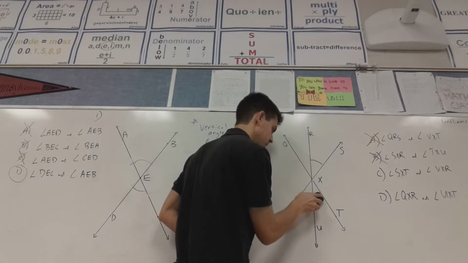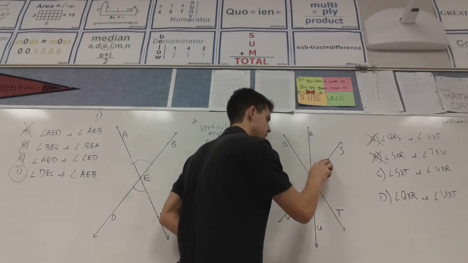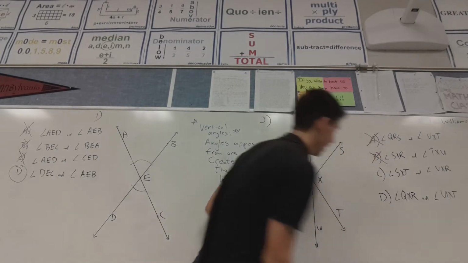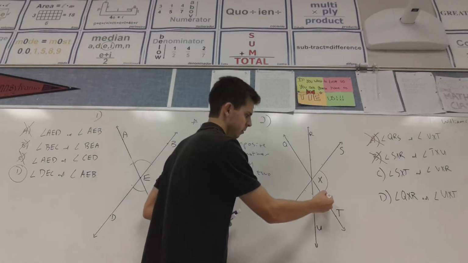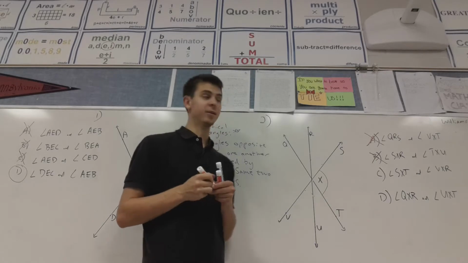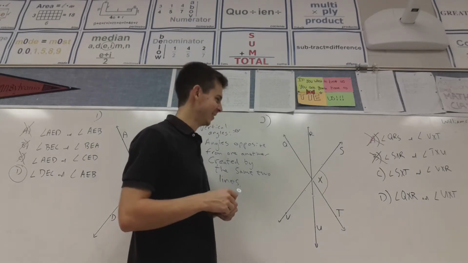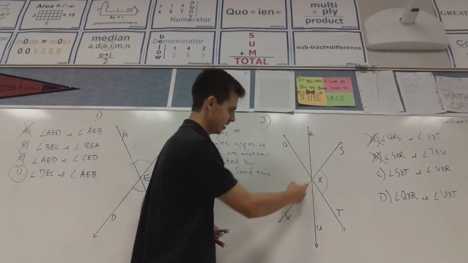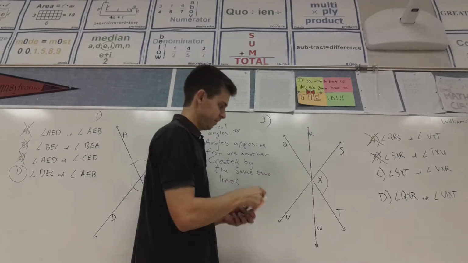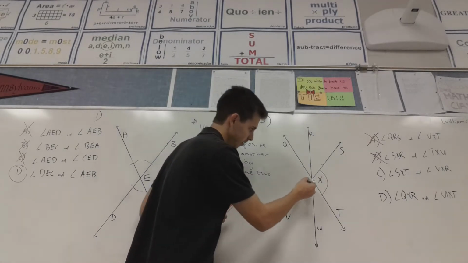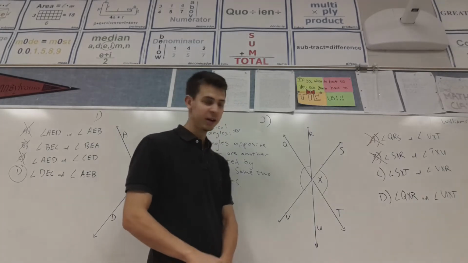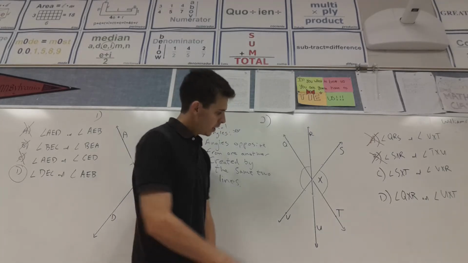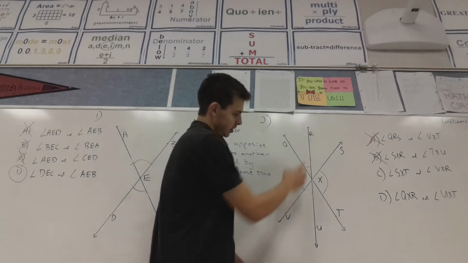Okay. Let's try answer choice C, which is angle SXT, which is right here. And let's try angle VXR, which is right here. It's this angle right here. Well, just from my labeling, it kind of looks like it's going to work, but it doesn't use the same lines.